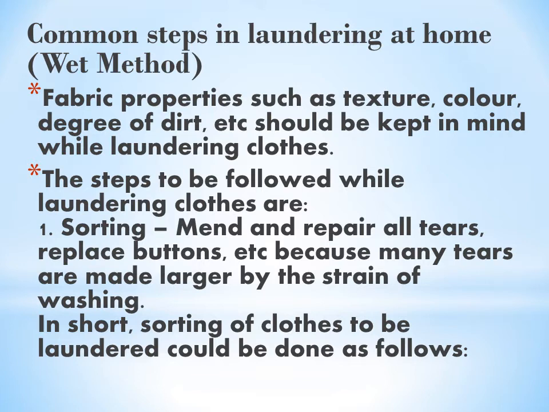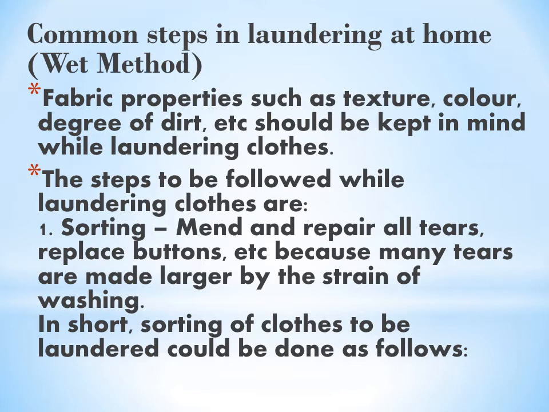According to the fabric properties such as texture, color, degree of dirt, etc., laundering of clothes should be done. So these should be kept in mind while laundering clothes. In the wet method, the steps to be followed while laundering are: first, sorting. Mend and repair all tears, replace buttons, etc., because many tears are made larger by the strain of washing.